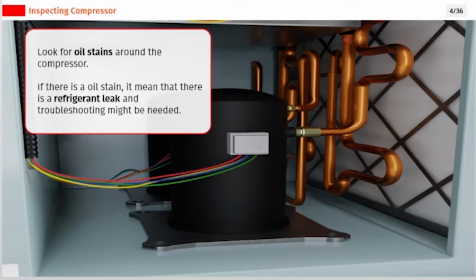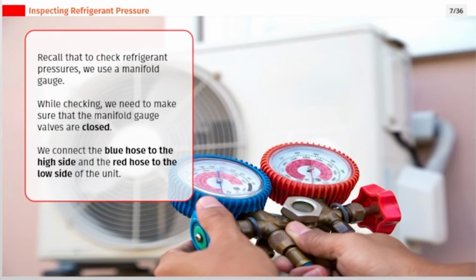Look for oil stains around the compressor. If there is an oil stain, it means that there is a refrigerant leak and troubleshooting might be needed. Recall that to check refrigerant pressures, we use a manifold gauge.